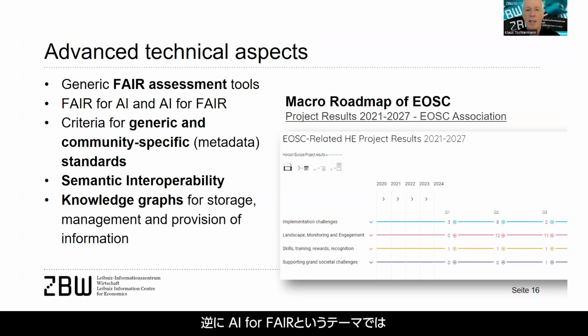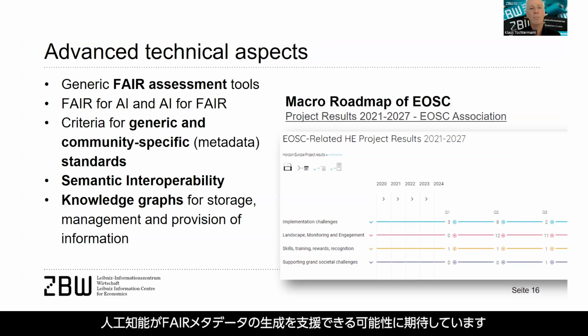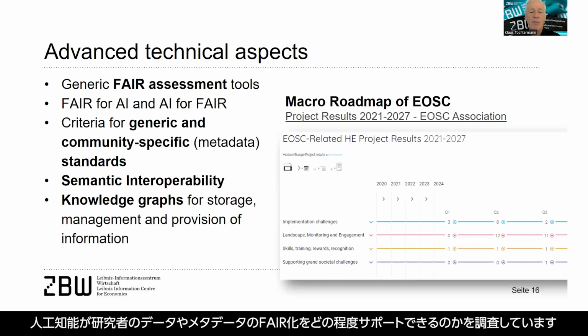AI for FAIR, the other way around. Here we have hope that AI can help us to produce FAIR metadata, because as you know, providing FAIR metadata is quite time-consuming. And we are investigating to what extent artificial intelligence can help the researchers to make their data and metadata FAIR.